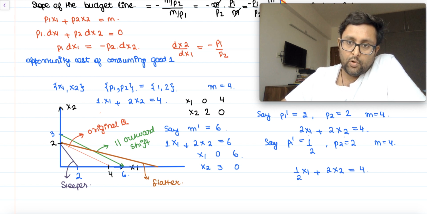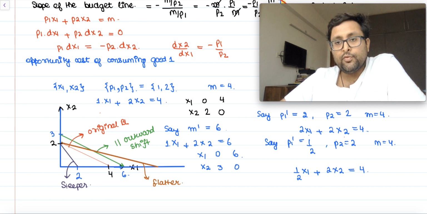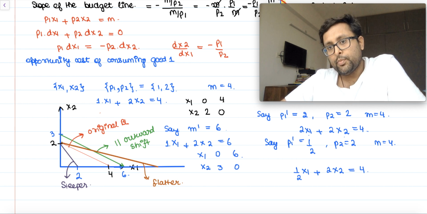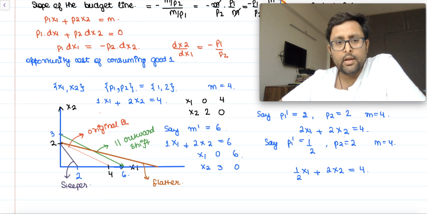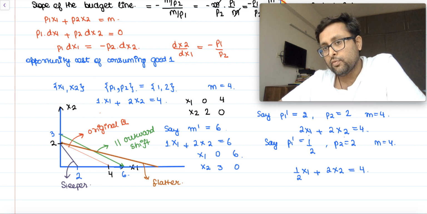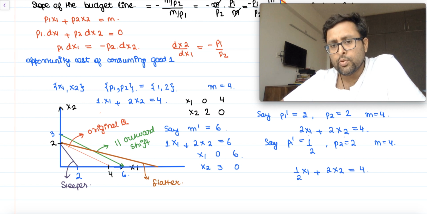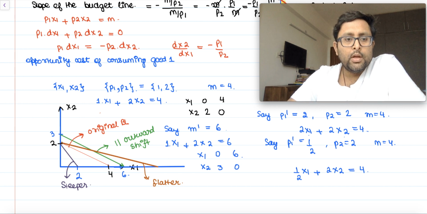So you have seen all the cases: when there is an increase in income, when the price of good one falls, when the price of good two or good one increases. You can also do the cases when the price of good one increases and the price of good two also increases, with the increase in price of good one being more than the increase in price of good two. Those are simple. So this is one of the basic things.